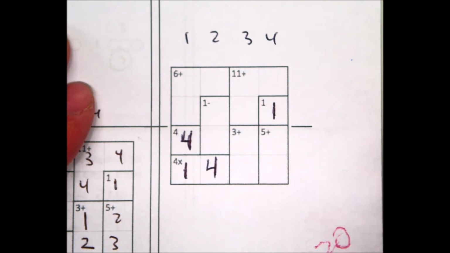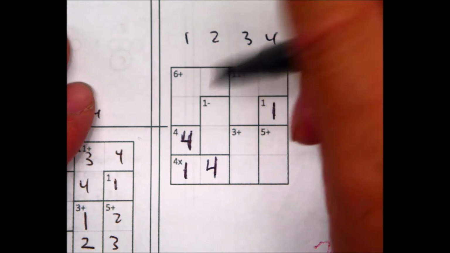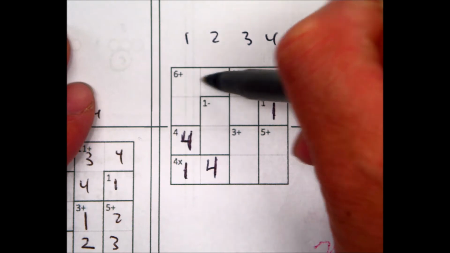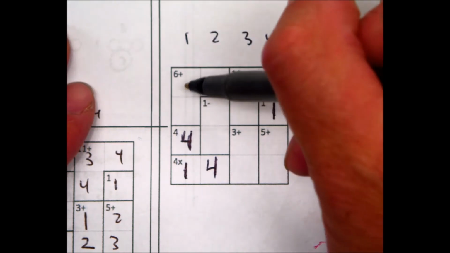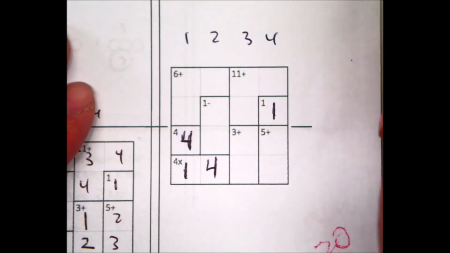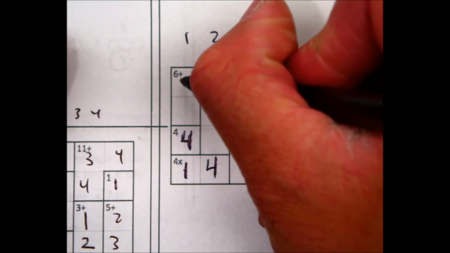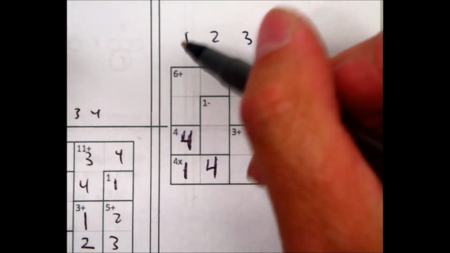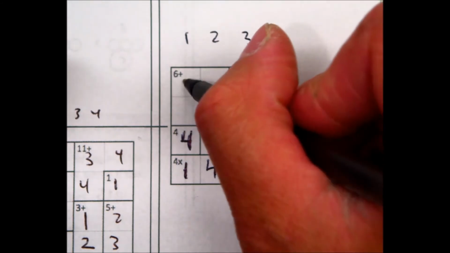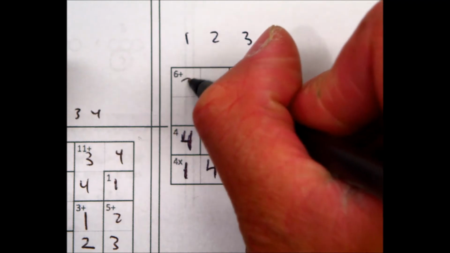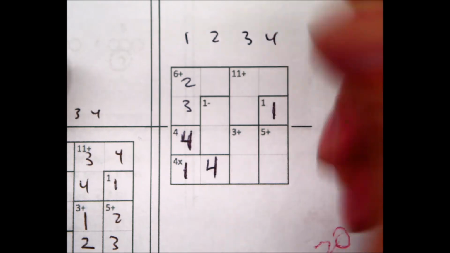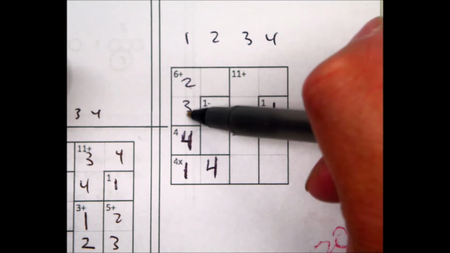I need some other numbers here. Missing the numbers 2 and 3 here, and I needed to add up to 6. Let's see, let's try 2 and 3. Let's use a pencil, good idea. You can always guess sometimes and then erase if you need to. So I'm going to put 2 and 3 here because that completes the numbers 1 to 4. So 2 plus 3 is 5, so I'm missing 1 here.